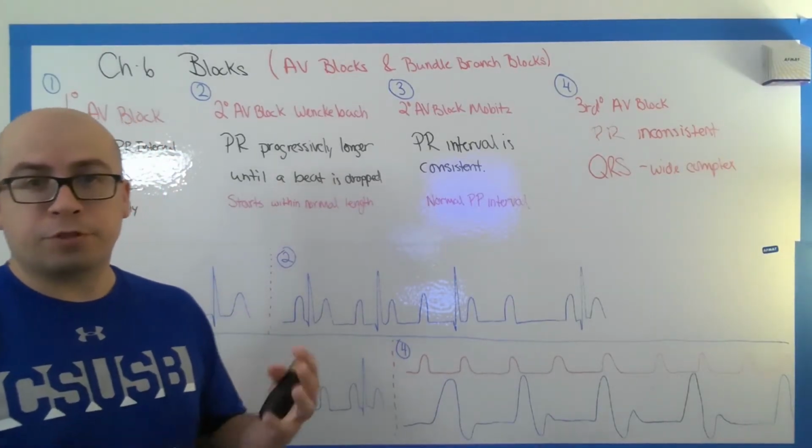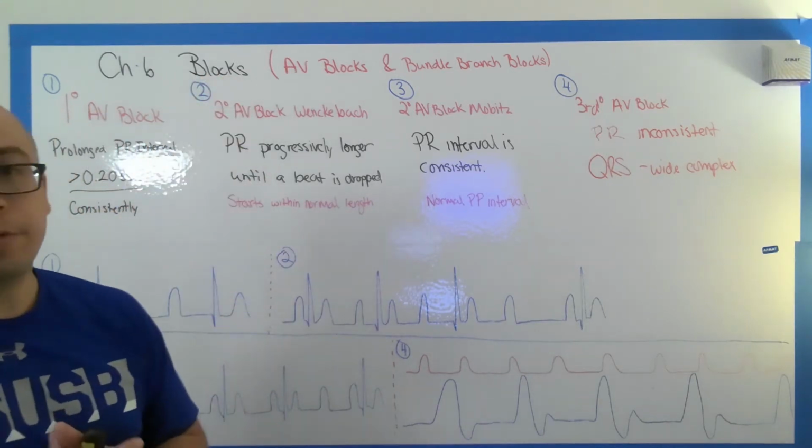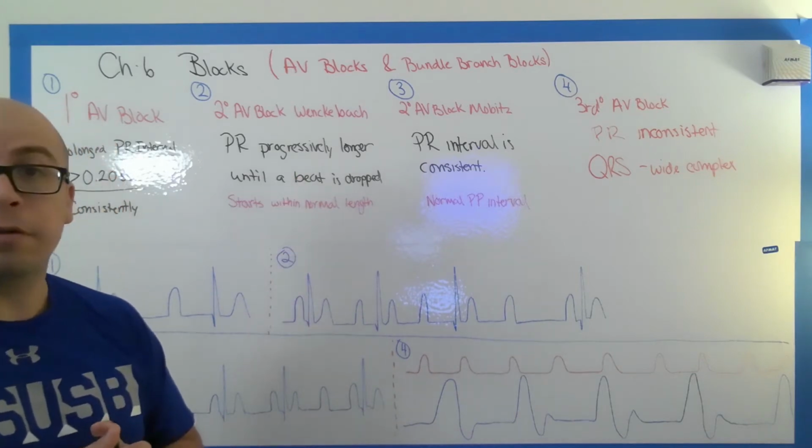Today we're going to talk about Chapter 6 in our Dale Dubin book, and that's going to cover blocks, AV blocks and bundle branch blocks. So we're going to start with AV blocks right now.